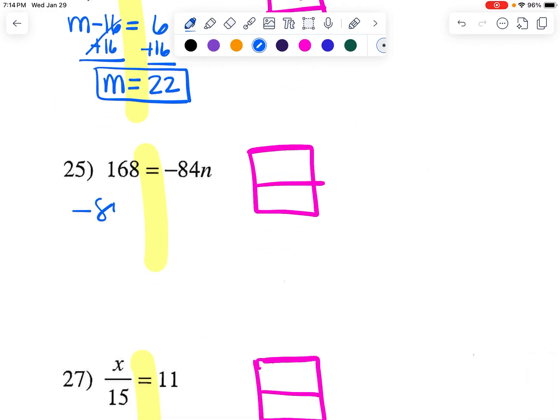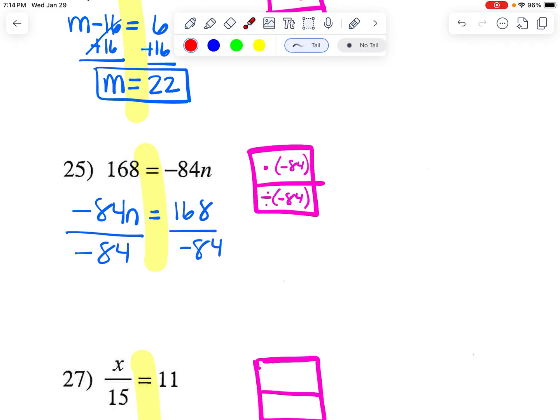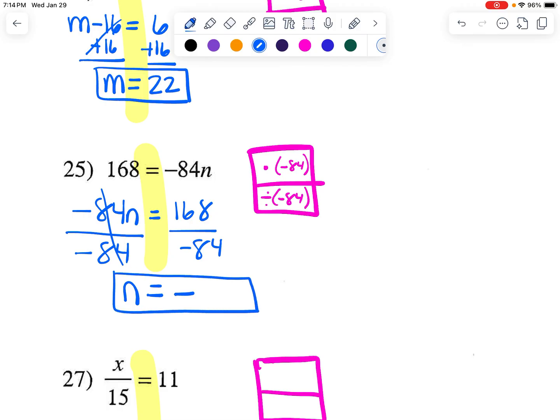All right, I got negative 84n is equal to 168. So n is being multiplied by negative 84, which means we need to divide by negative 84. Okay, so fraction bar. Negative 84. This ends up getting us a positive 1, leaving us with positive 1n. And a positive divided by a negative is in fact a negative. So I know my answer is negative, 100%.